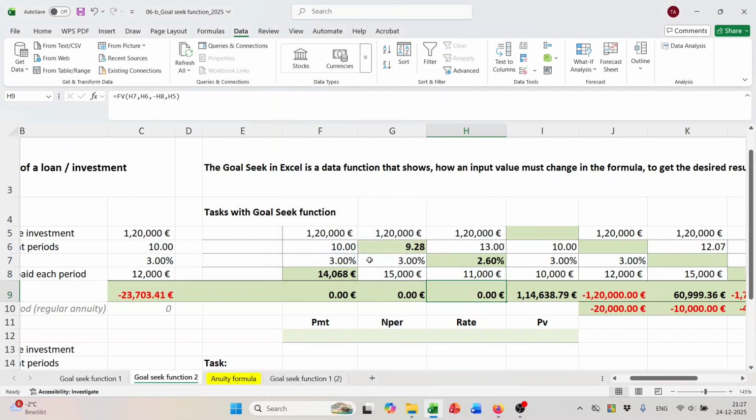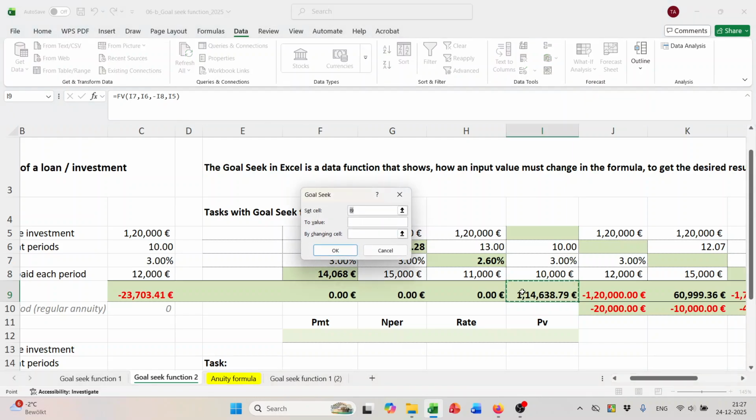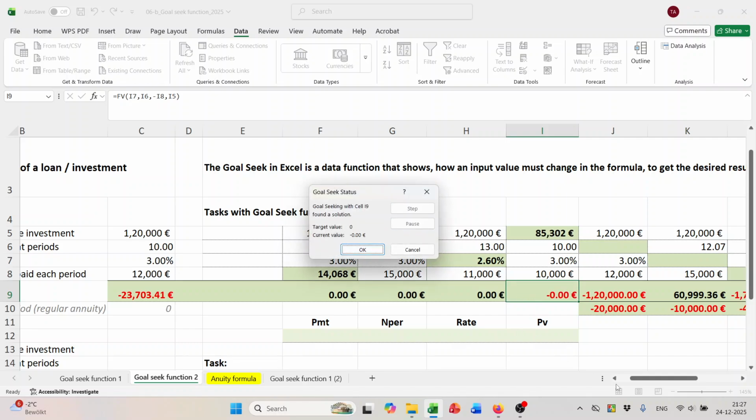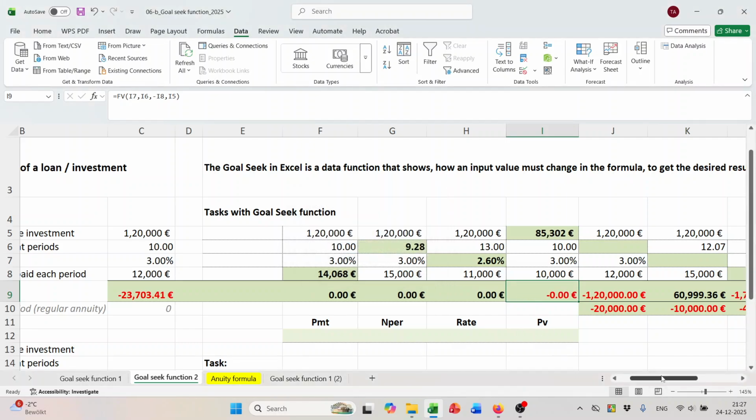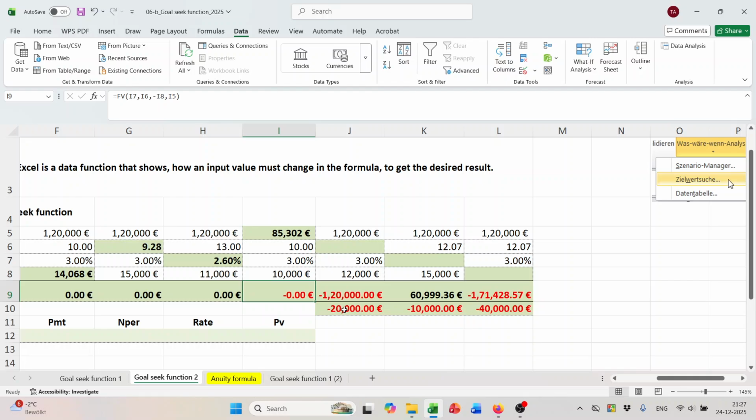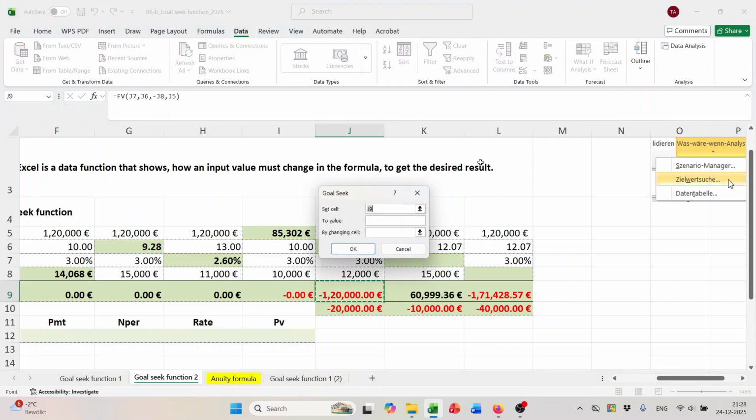Okay, so if our rate is 2.6%, then future value will be 0. So we want to make it 0. So What-If Analysis, Goal Seek, select this cell, To value 0, and by changing this cell. Okay, and in this task I want to raise this amount in this cell by changing this cell. Okay, so let's goal seek.